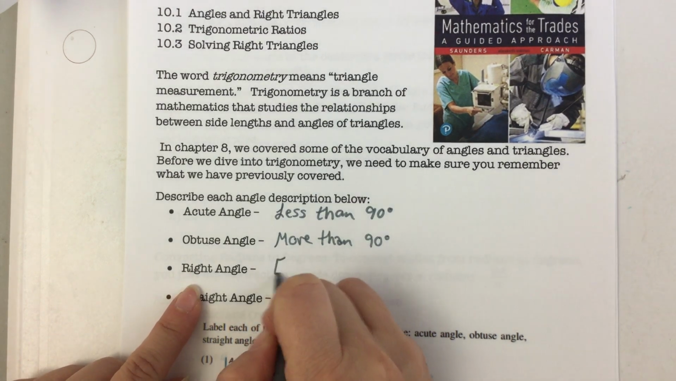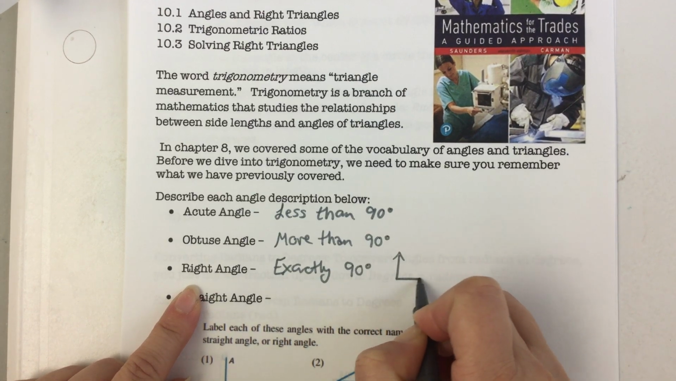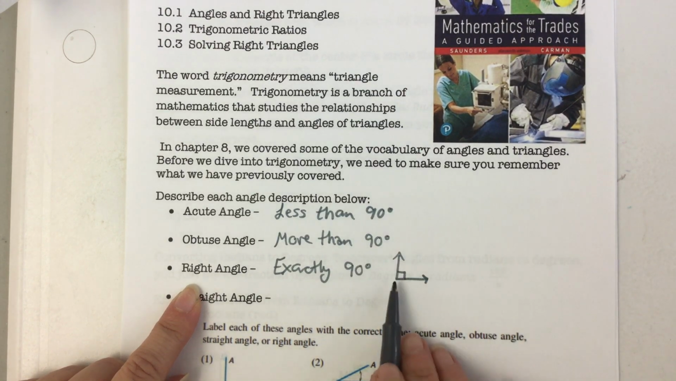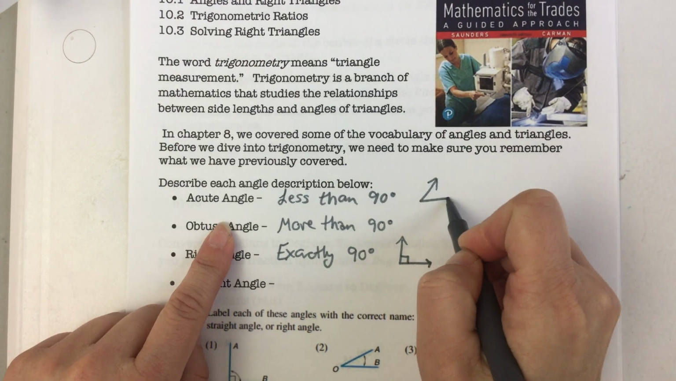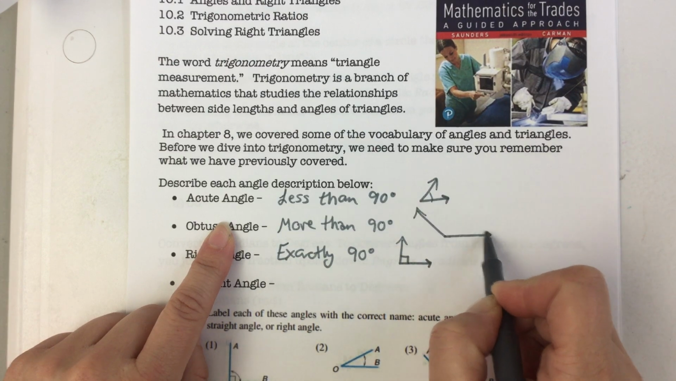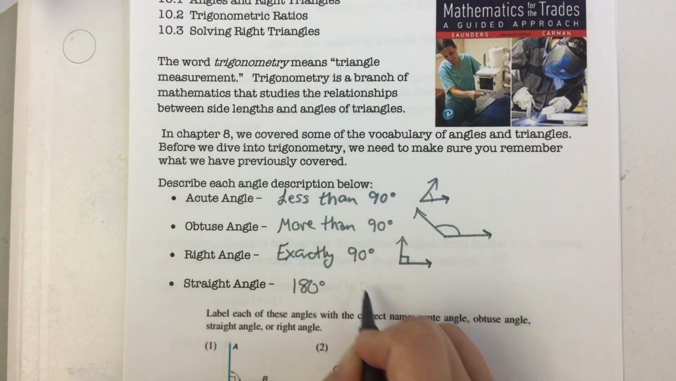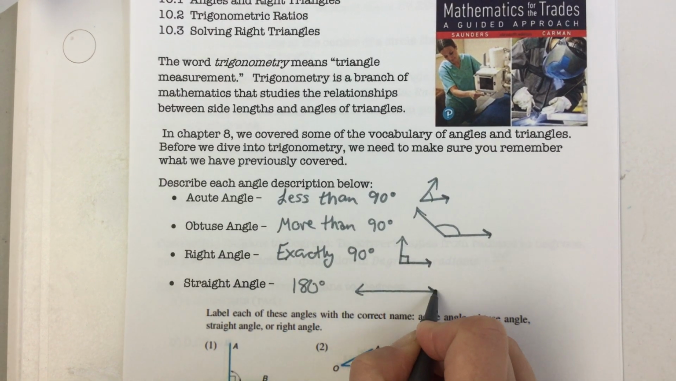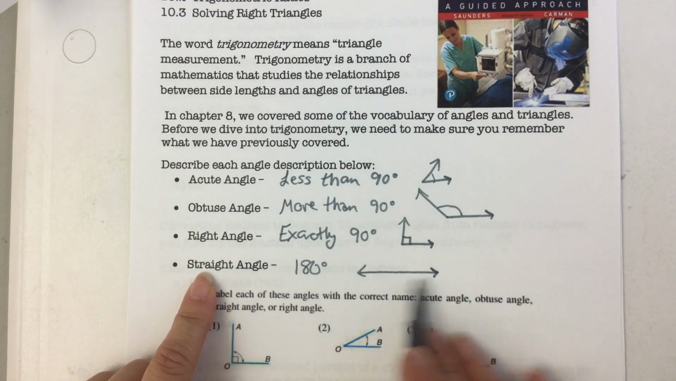A right angle is exactly 90 degrees. And the way that they label a right angle is they put the little box. So this is what an exact 90-degree angle would look like. So an acute angle, the opening would be less than that. So there would be an example. An obtuse angle, the opening would be greater than 90. So there would be an example. A straight angle is 180 degrees. 180 degrees ends up being a straight line. That's why it's called a straight angle, because it's a straight line.